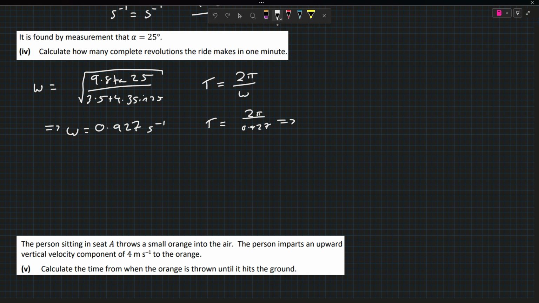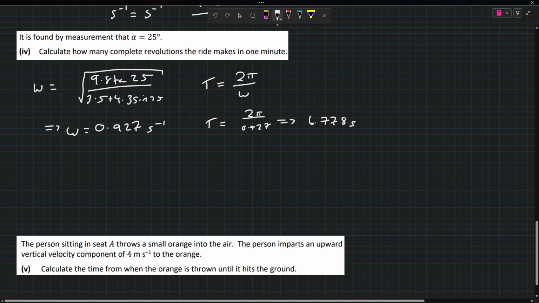Which is 6.778. I'll do it to 3 decimal places like this. So it's actually 6.777977767, a lot of sevens. But yeah, so 6.778 seconds.